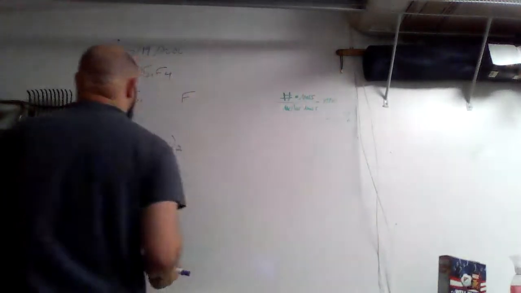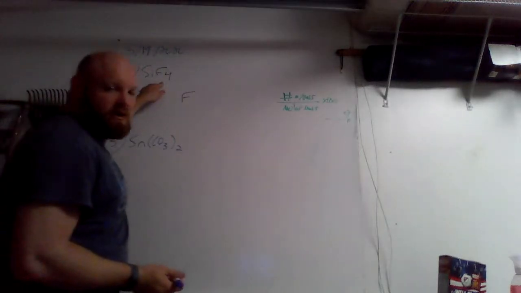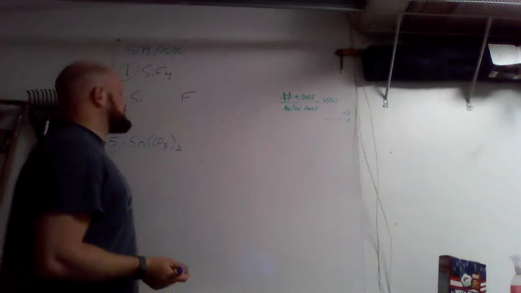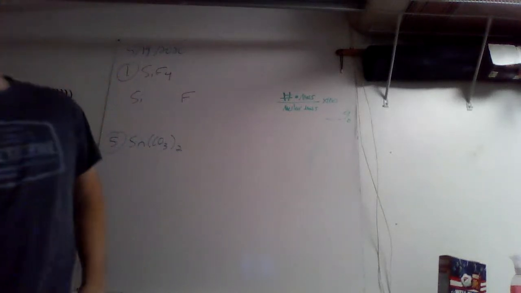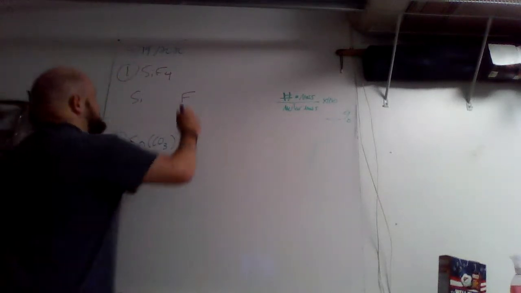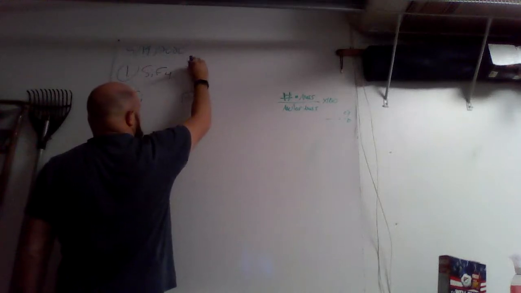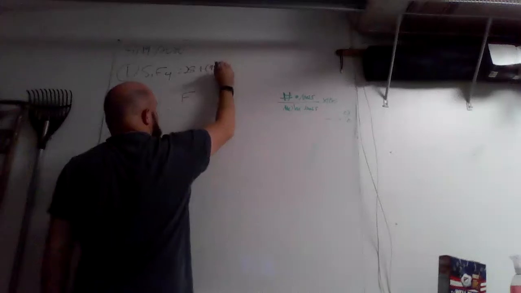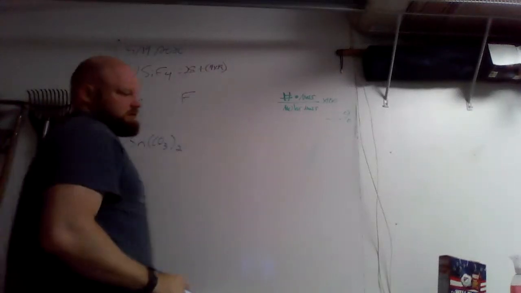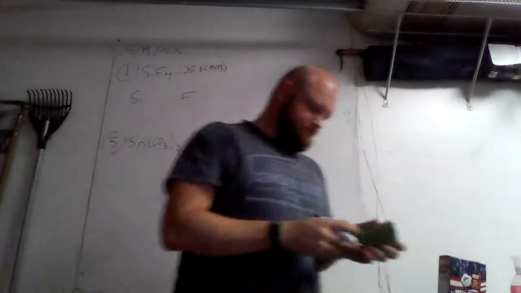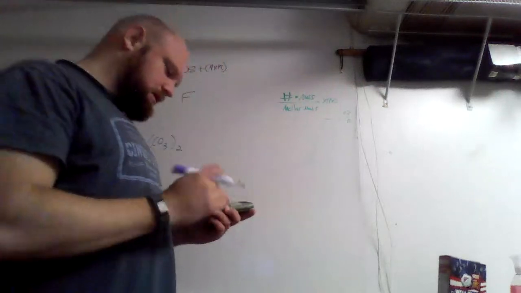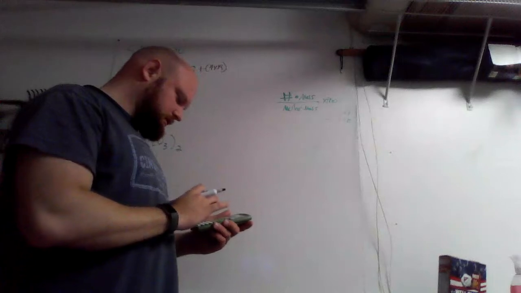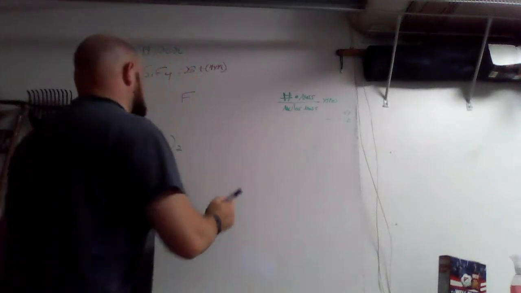So let's say I have silicon tetrafluoride, SiF4. First step is you want to add up to find your molar mass. So silicon, if I look in the periodic table, silicon is 28, plus 4 times 19, because I have 4 Fs. So 28 plus 4 times 19 will give me 104 grams.